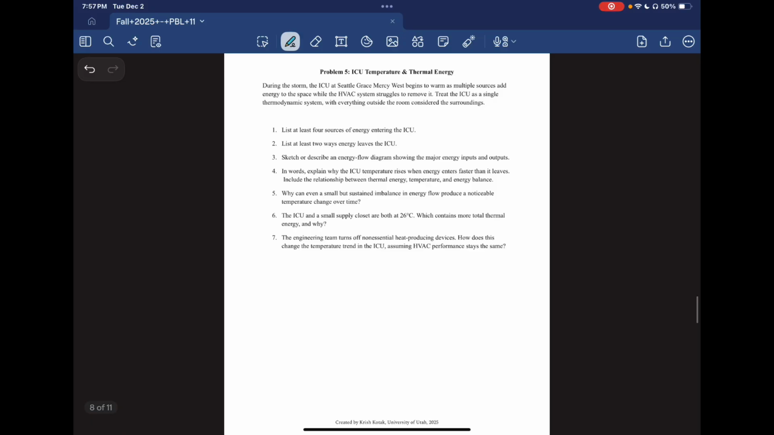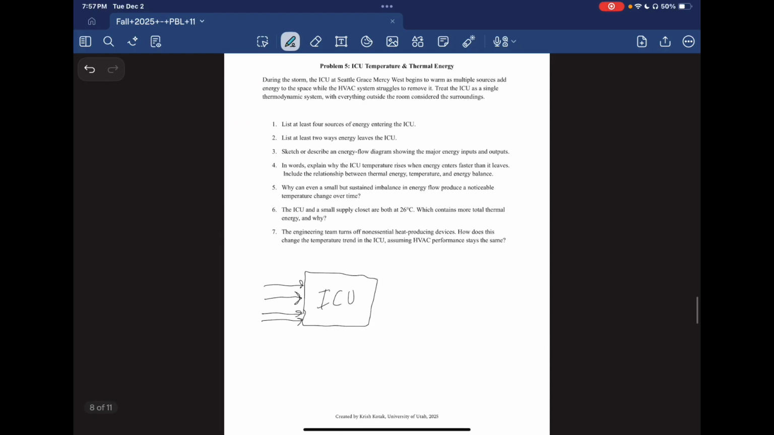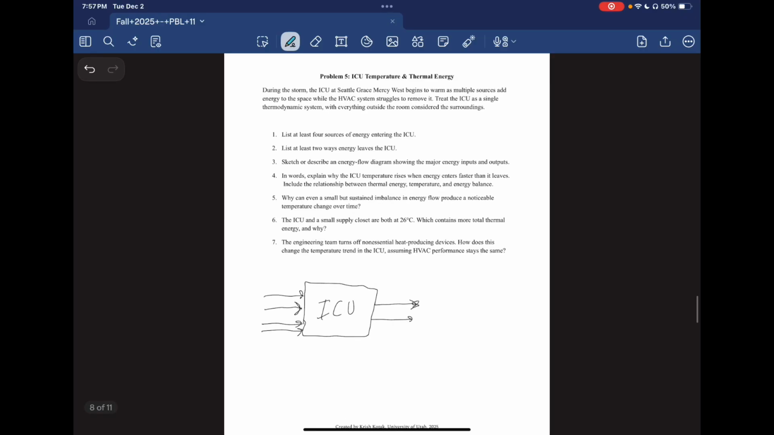To sketch this, I'm going to do a very basic sketch here, but let's say that this is the ICU, with energy flowing in. We had four sources that we chose. So these four sources would be the ventilators, monitors, warming devices, metabolic heat of staff and patients. And let's say that there's two sources coming out here. And that's pretty much it for all major energy inputs and outputs. You can label each of these arrows if you'd really like.